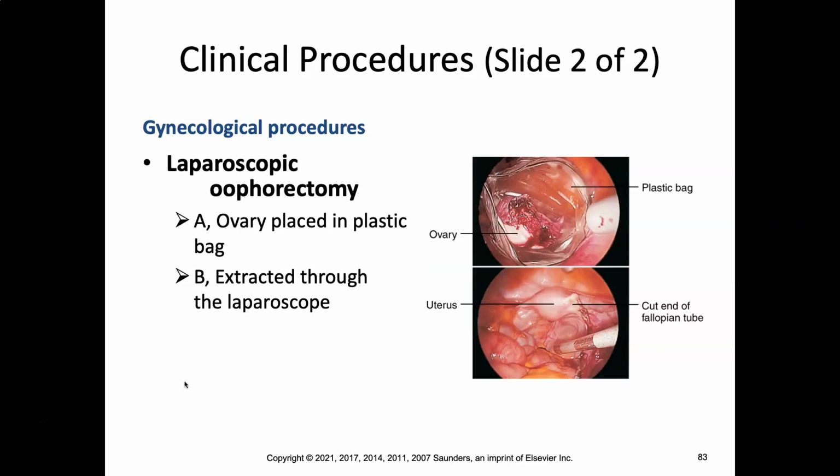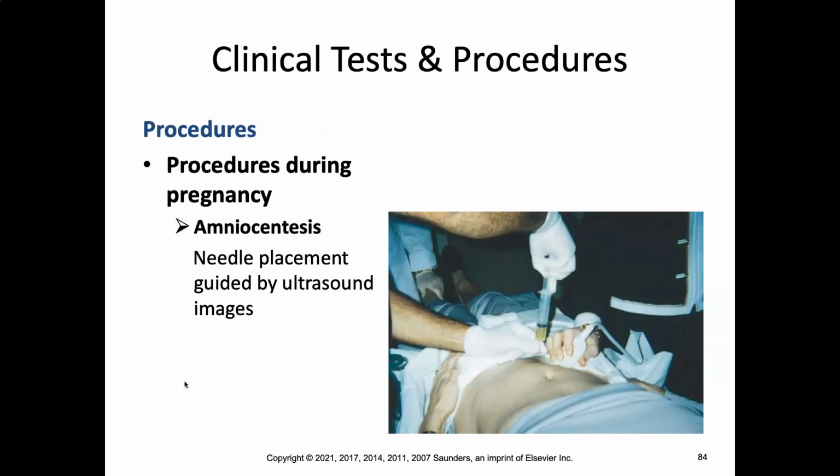Laparoscopic oophorectomy, removal of an ovary. This shows how it's done through a laparoscope. During pregnancy, they may choose to do an amniocentesis to test the fluid around the baby. They can tell quite a few things from that.